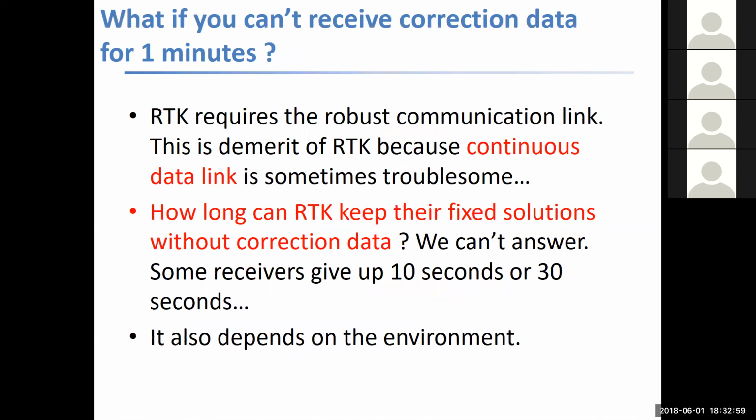And what if you don't have receiver correction data for 1 minute or 30 seconds or maybe 2 minutes, 3 minutes? So RTK, please make sure that RTK requires the robust communication link. This is a kind of demerit of RTK because a continuous data link is sometimes difficult, even in Japan.